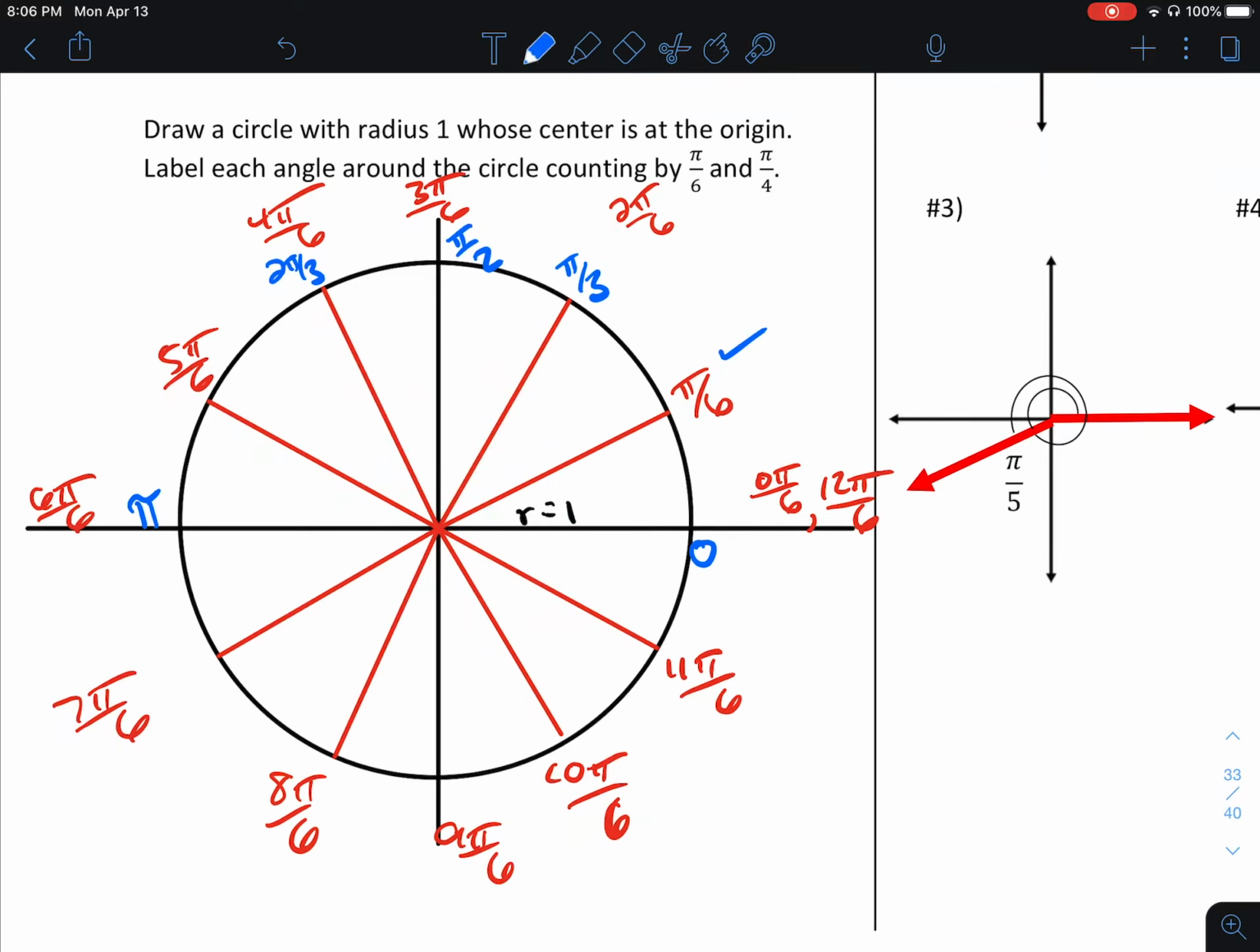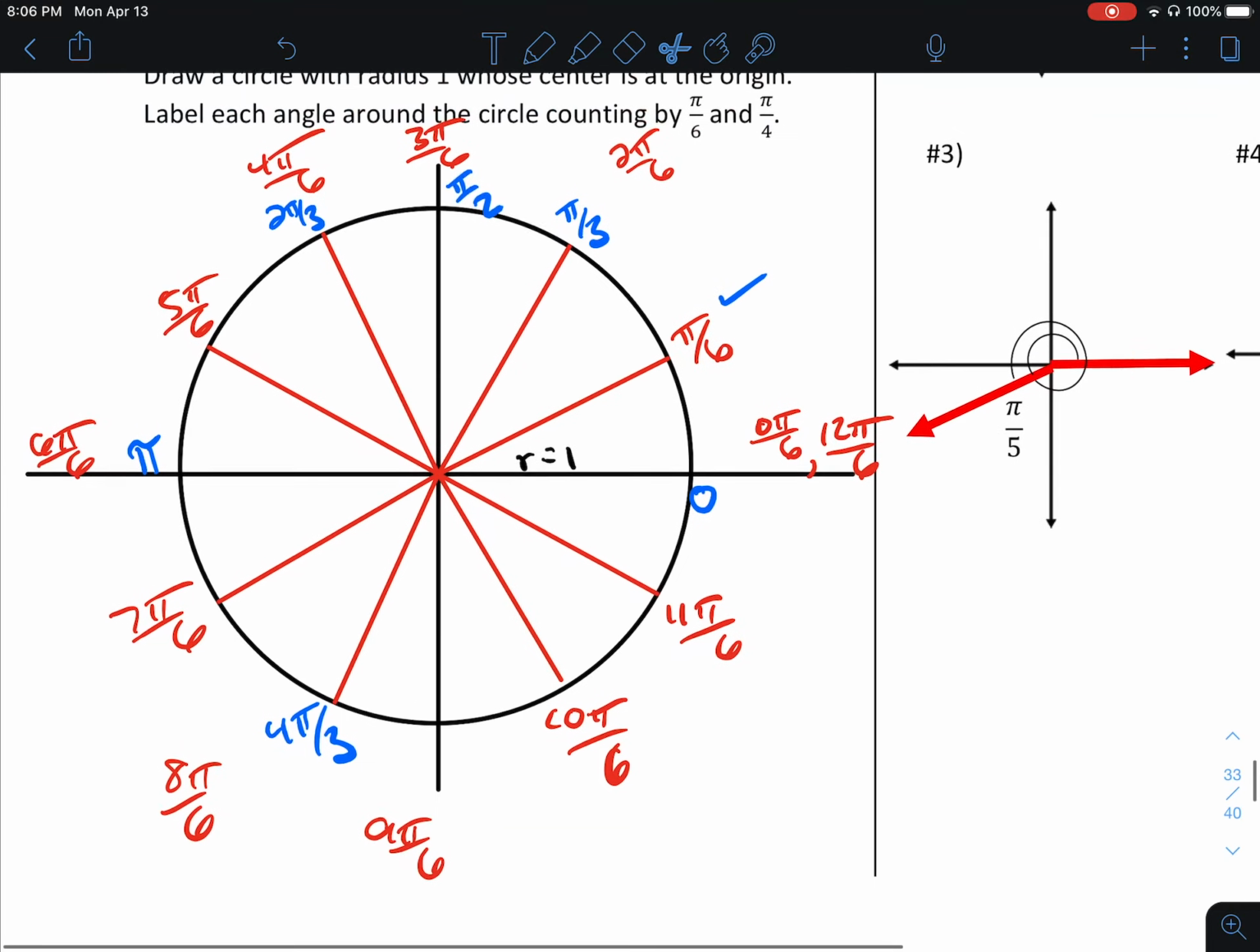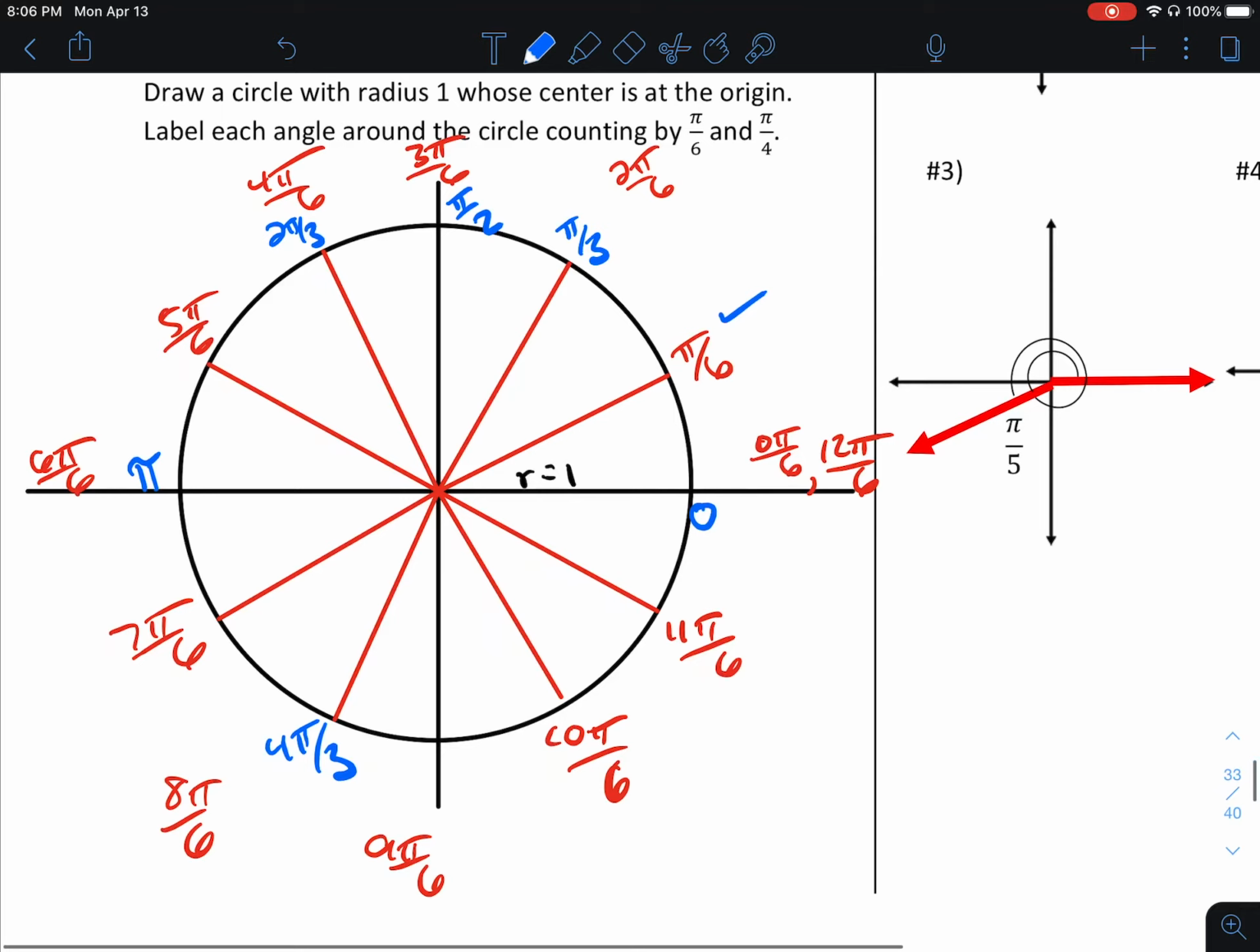Continuing, 7 pi over 6 doesn't reduce. 8 pi over 6, you can divide top and bottom by 2 and get 4 pi over 3. 9 pi over 6, you can divide the top and bottom by 3 and get 3 pi over 2. 10 pi over 6, you can divide both of those by 2 and get 5 pi over 3. Then you get back to the beginning, 12 pi over 6 reduces to 2 pi.